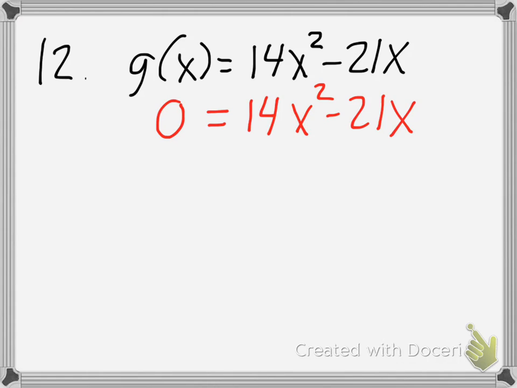So I'm looking for the biggest number that divides 14 and 21. That would be 7. And looking at the variables, how many do they share at most? The smallest exponent is 1. So my greatest common factor is 7x.